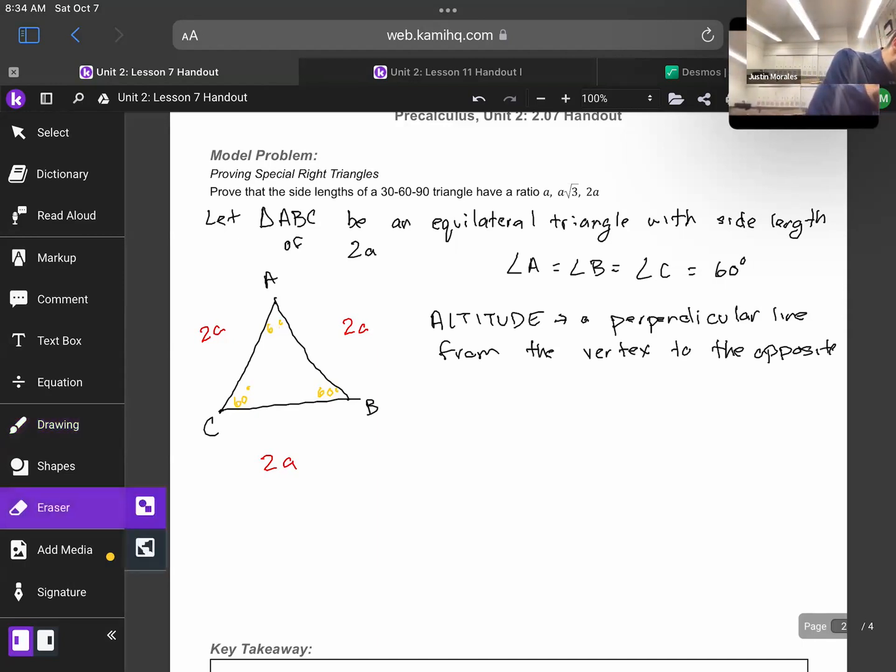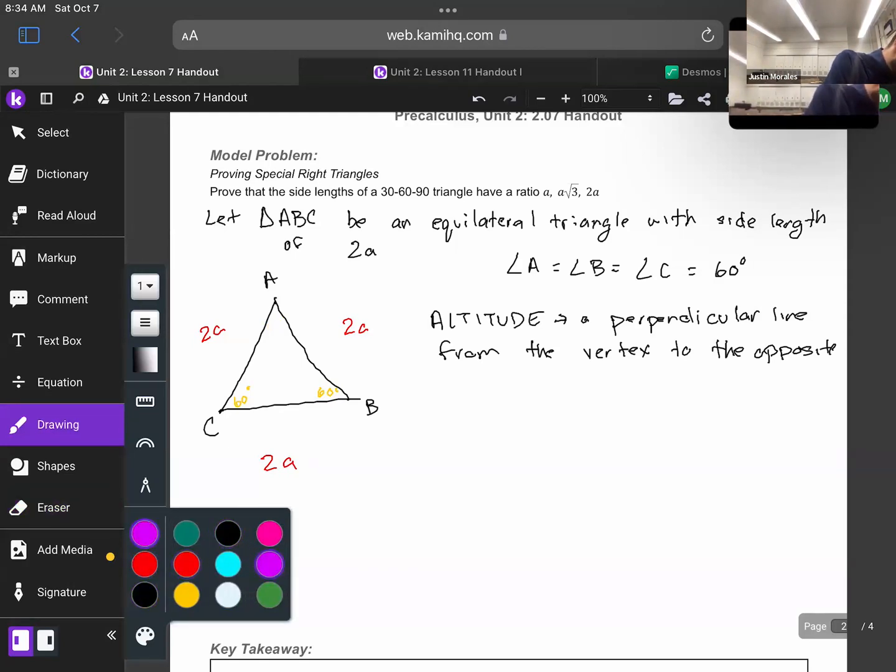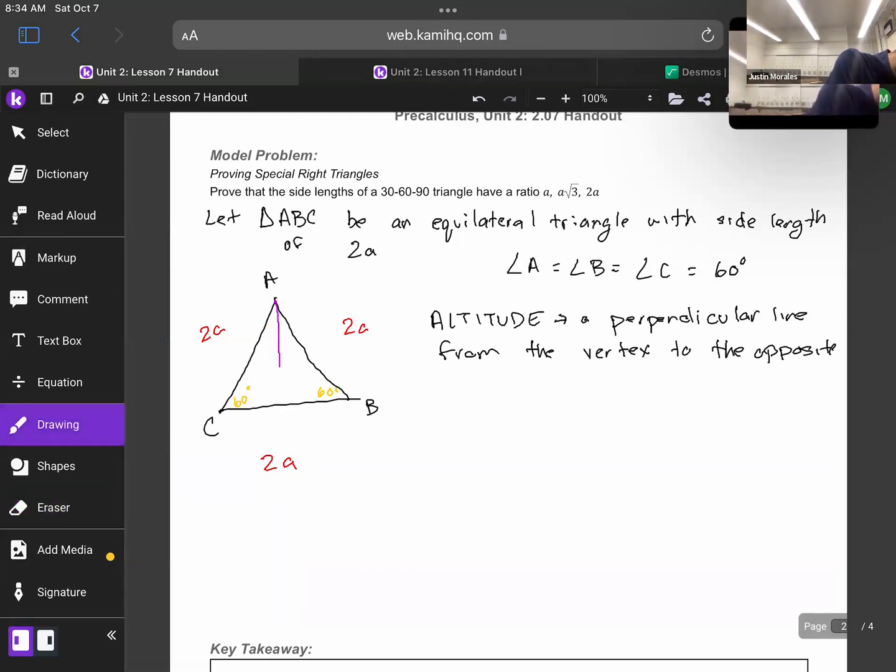So I'm going to go ahead and erase this 60-degree angle real quick. And I'm going to draw an altitude from A all the way down. And there's a couple of features of an altitude that I need to share with you. An altitude does two things. It bisects the angle. And bisects means that it cuts it directly in half. So that means this angle is now going to be 30 degrees. And this is also going to be 30 degrees.